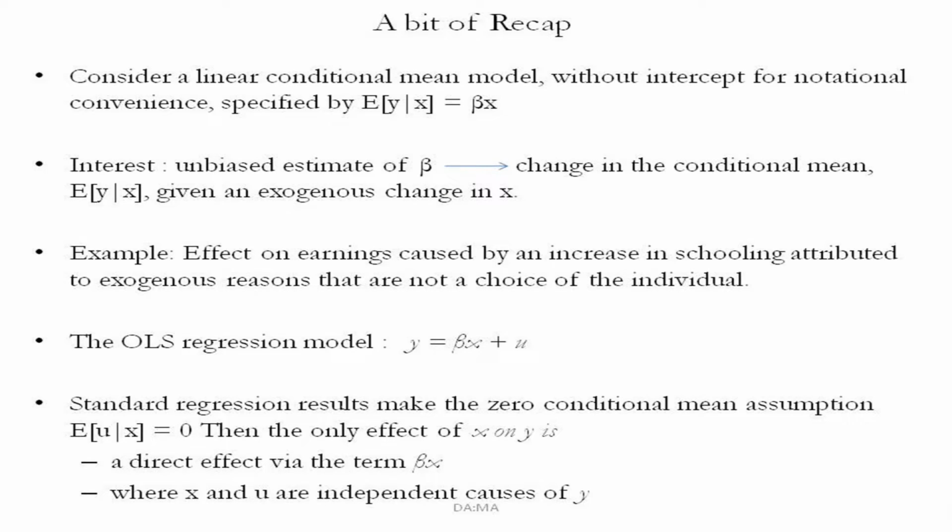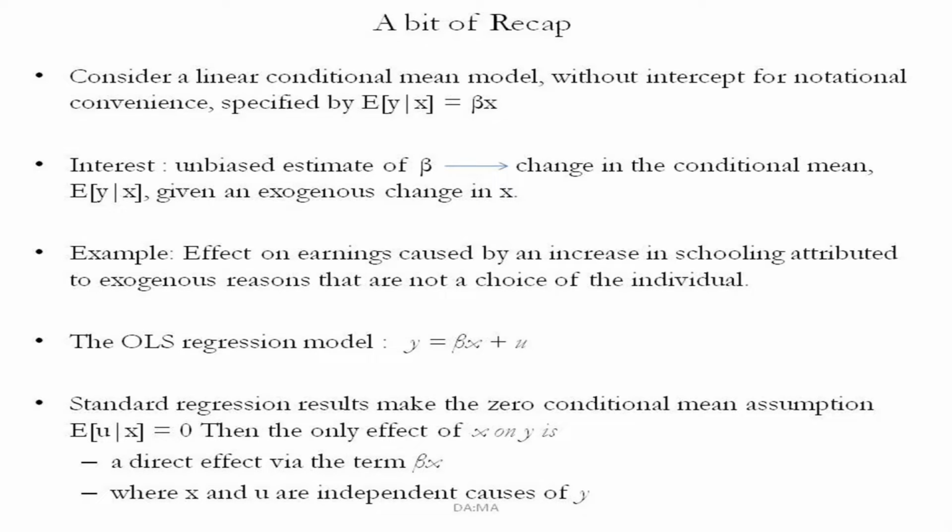This model actually subsumes the one with intercept, and we are going to try to understand how instrumental variables can help us to retrieve the true value of beta. Our interest as usual is the unbiased estimate of beta, which is the change in the conditional mean given an exogenous change in x. One example that we have discussed in the past is the effect of earnings caused by an increase in schooling attributed to exogenous reasons that are not a choice of the individuals.